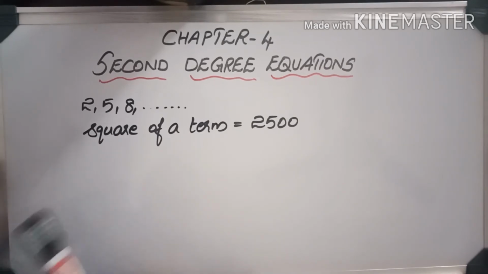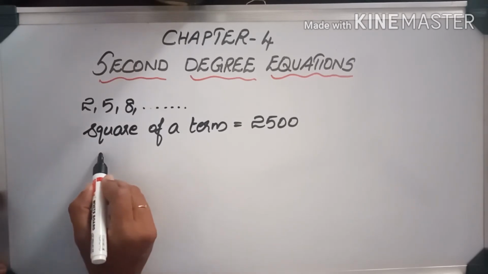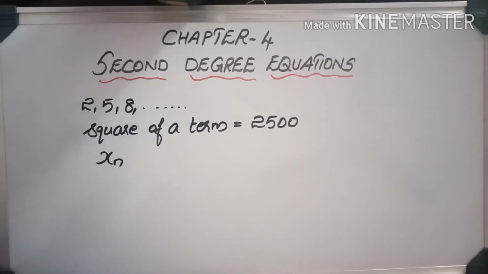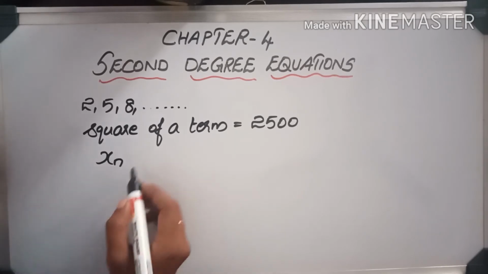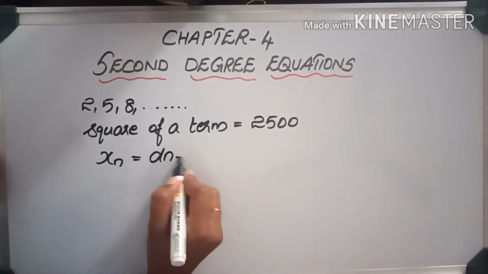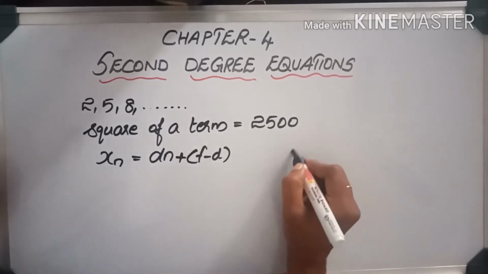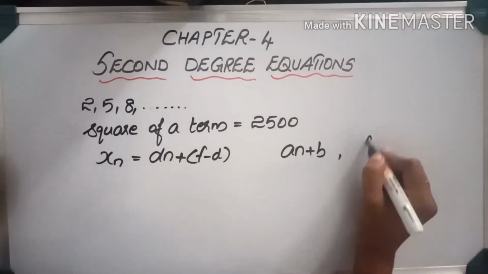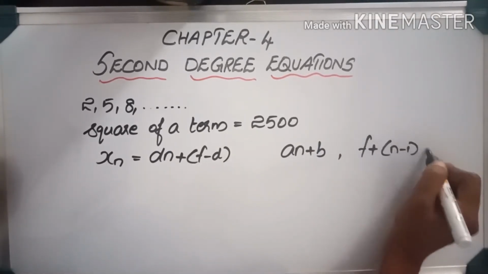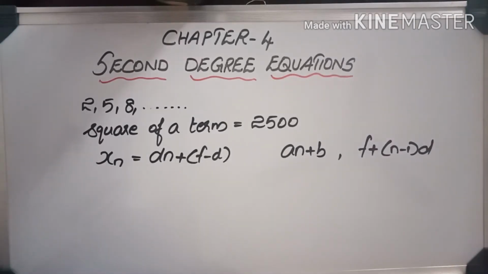So first of all, we need to find the term here. We will denote the term as xn. Okay, any term in the arithmetic sequence we will denote as xn. Xn we need to find here. What is the equation to find the nth term or xn? It is dn plus f minus d. This is the equation. Lots of equations are there. An plus b we can use, or f plus n minus 1 into d also we can use. Okay, all are correct. Now let's consider dn plus f minus d.